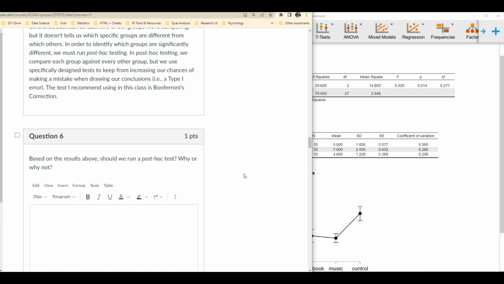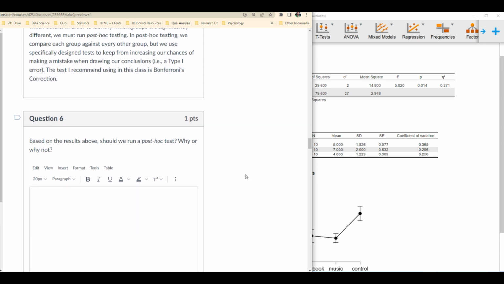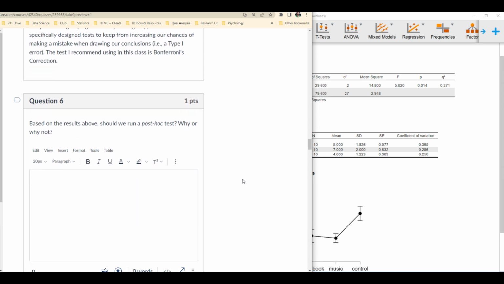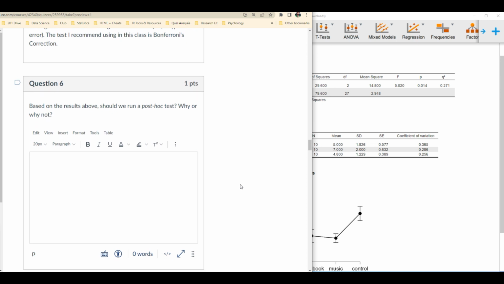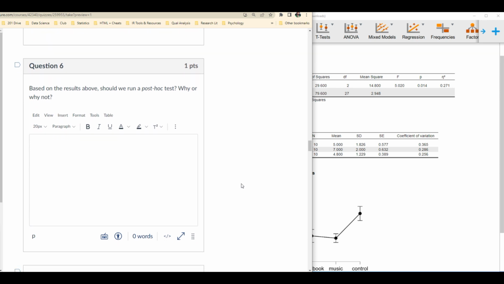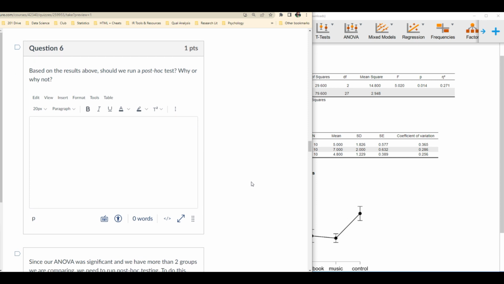So the test that I recommend using in this class for that is pretty straightforward across the board. You don't have to remember a lot of, if you have this many levels, do this, or if you want to be more strict or more lenient, do this. I say Bonferroni's correction is pretty standard. Go with that one. You'll be safe. So I'll encourage you to pause the video at this point, and based on the results above, should we run a post-hoc test? I already answered this for you, but document why we should in this case.